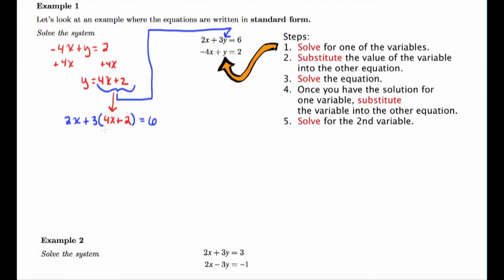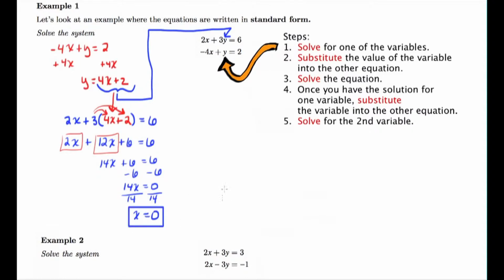So for the first one, I solve for y. And then I substitute the value of the variable into the other equation and then solve, in this case, for x. So when I solve for x, I end up getting x equals 0. Now I still need to find y.